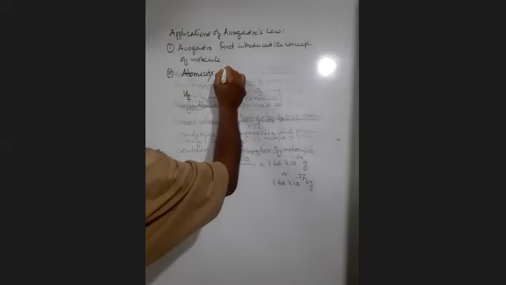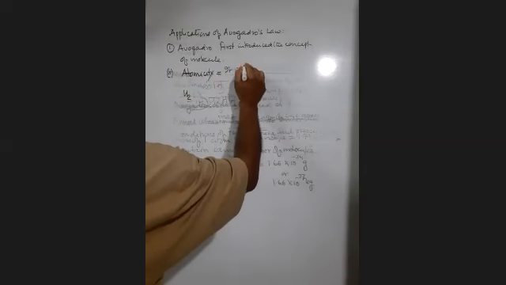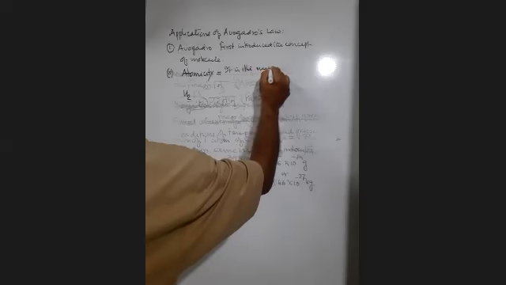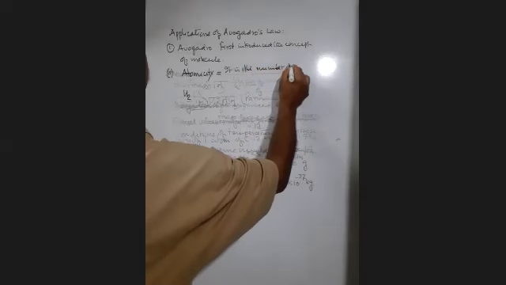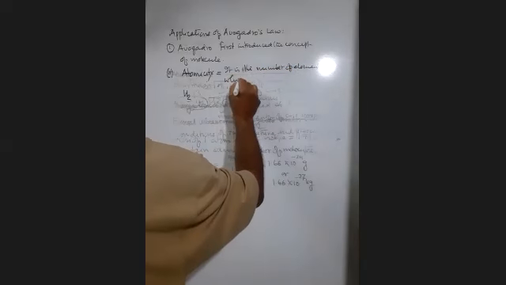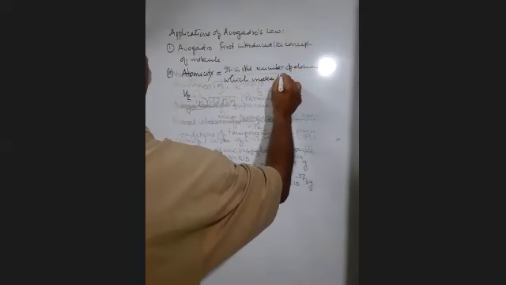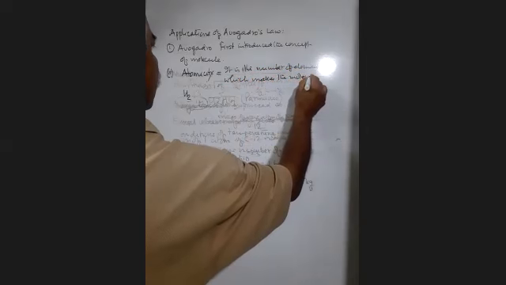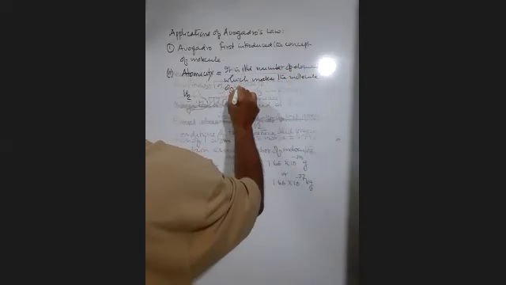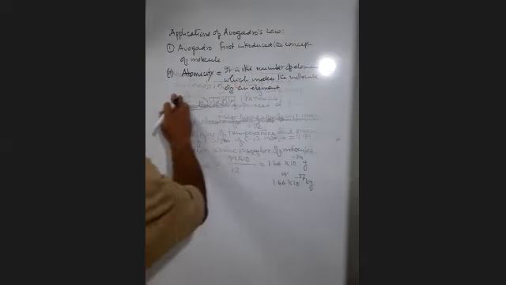So atomicity is the number of atoms which makes the molecule of an element.